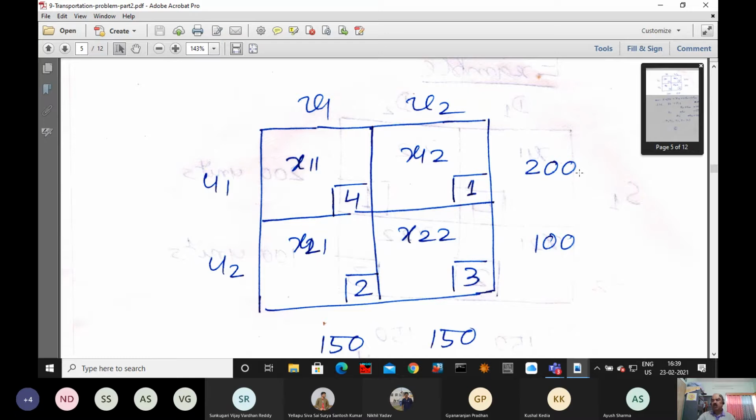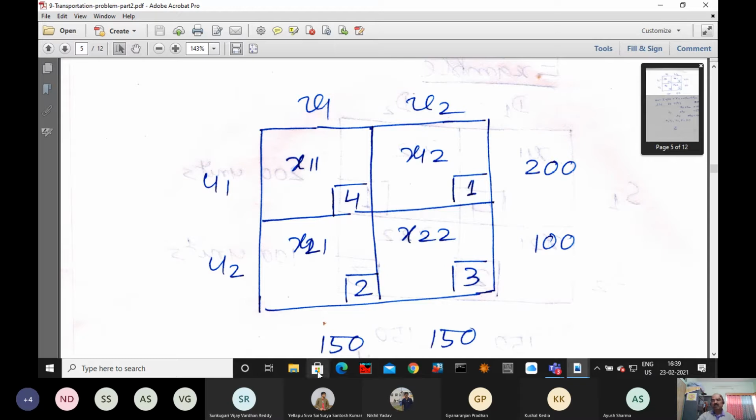And out of 200, 150 is already allotted. So what is the remaining amount? The remaining amount is 50. Okay, so the first column has gone. X11 equal to 150. Since we have already set X11, X21 is not there, so X21 has to be 0. X11 equal to 150, X21 equal to 0.